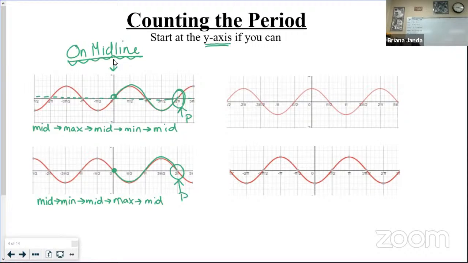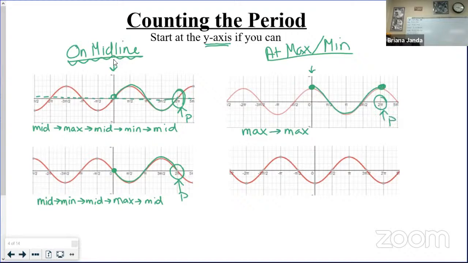Okay, so what if I look at my y-axis and instead it is at a max or a min? Then we are counting a cosine curve. If I start at a max, I must find the next max, max to max. So in this example, we are starting at a maximum. To finish a cosine curve, I must get back to a maximum. That would tell me the period length of this graph.